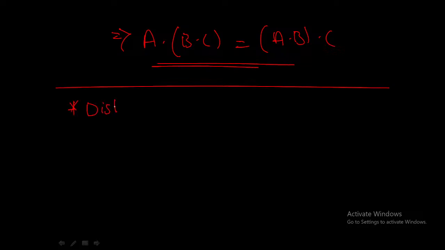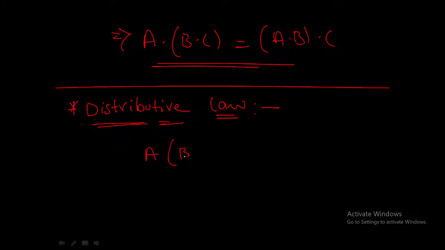Next comes the distributive law. These are basically used when we are going to solve Boolean algebra expressions, so these are very helpful actually. Now, distributive law allows factoring or multiplying out expressions. There are two distributive laws actually. The first distributive law is A into (B + C), which is equal to AB + AC.